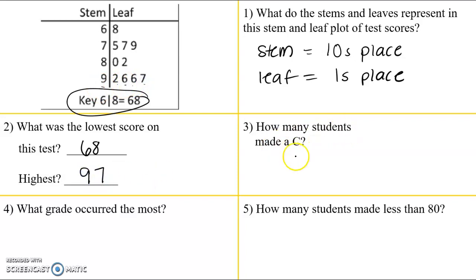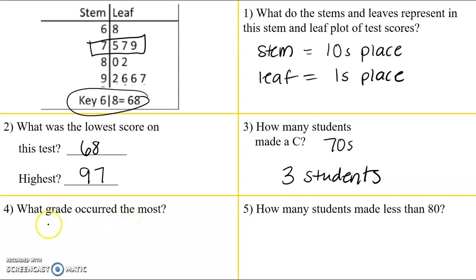How many students made a C? Well, a C would be in the 70s, and I would find the 70s right here. To figure out how many students are represented, I'm counting how many leaves. Each leaf represents an individual. Well, in the 70s, one person made a 75, one a 77, and one a 79, so that's 3 students.